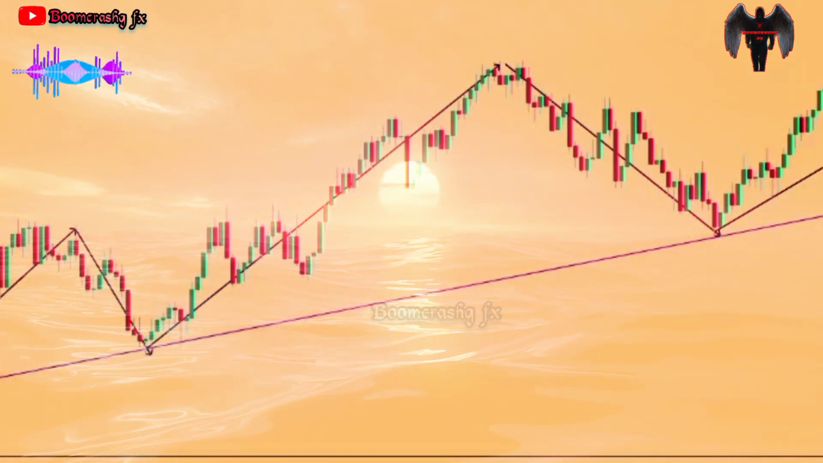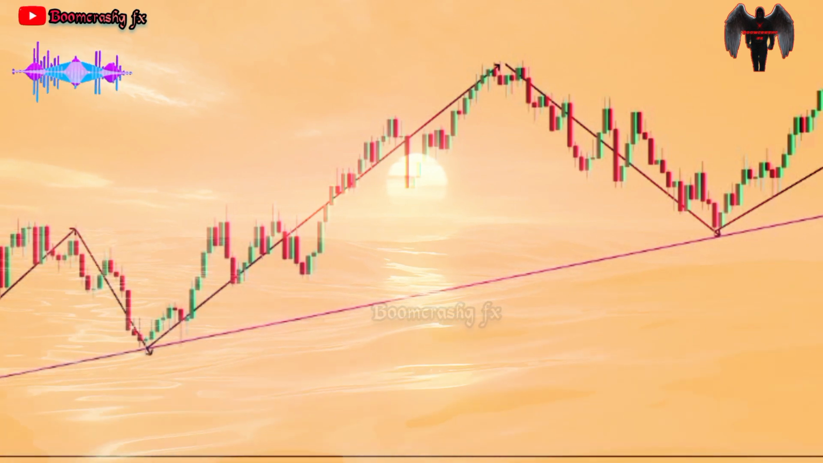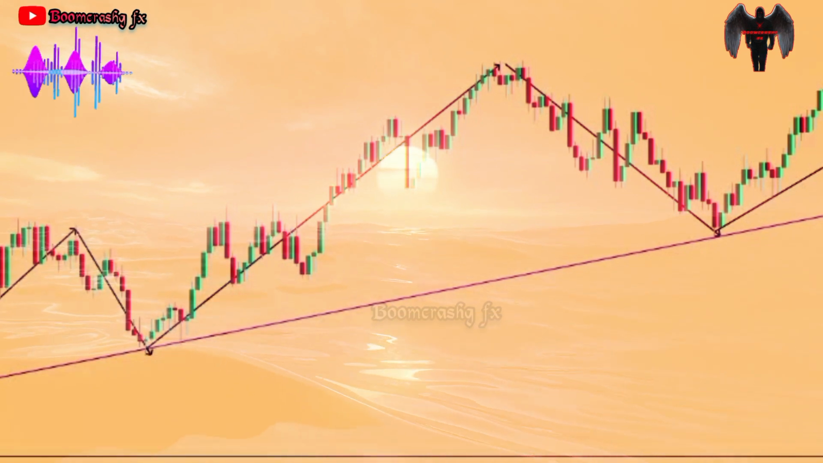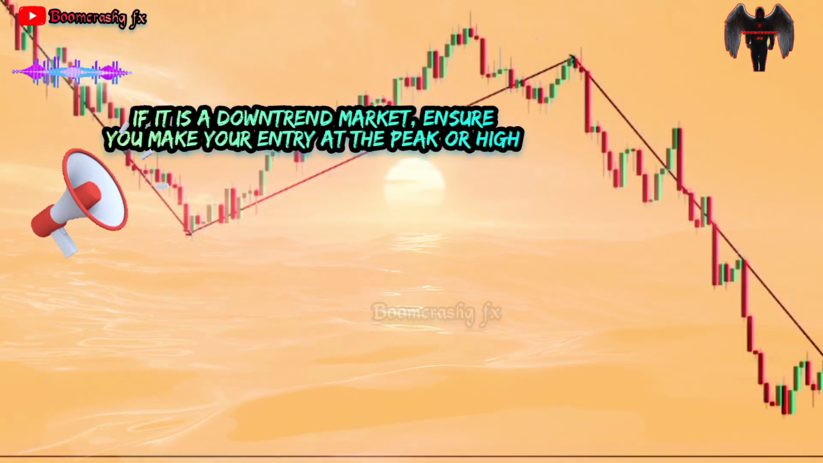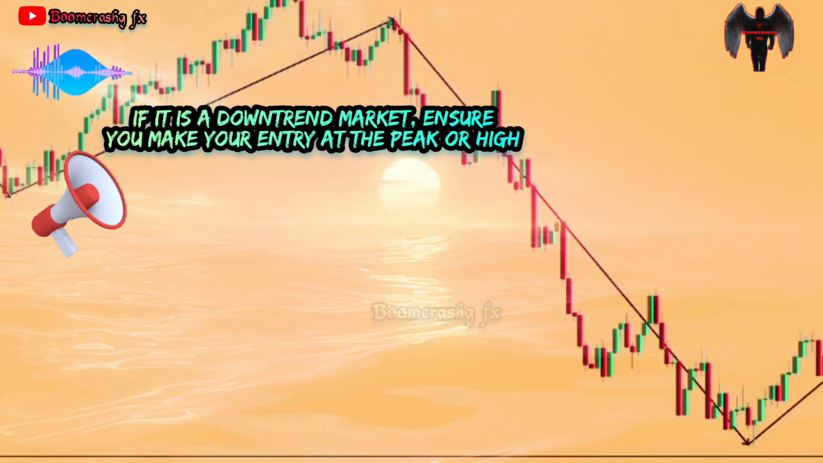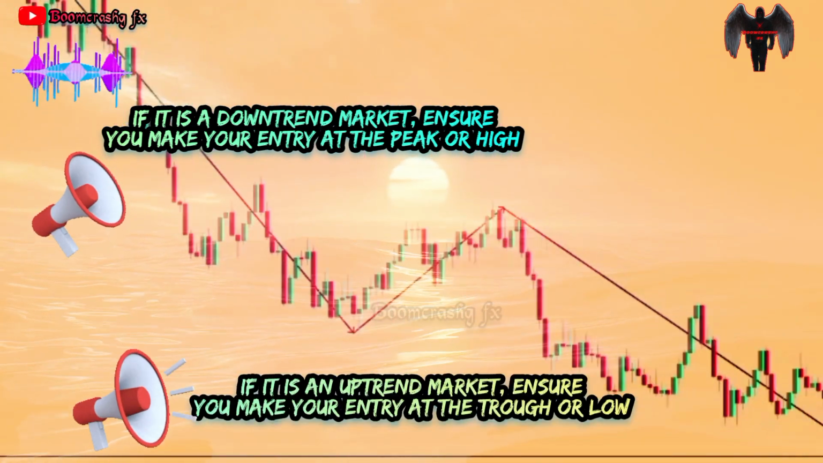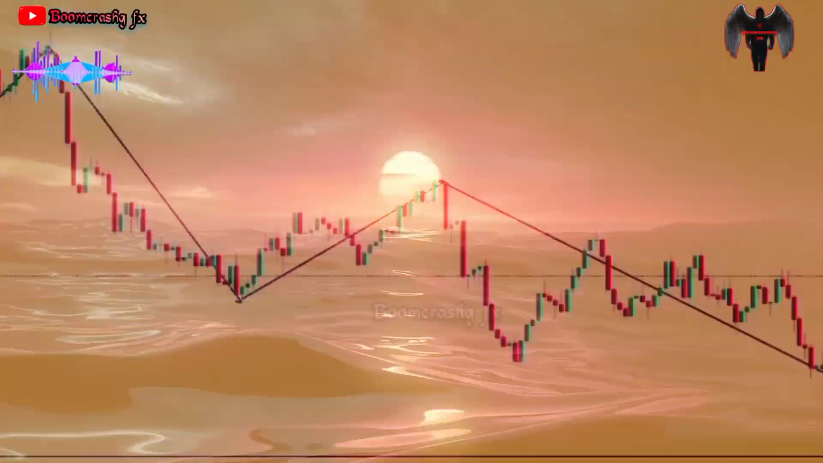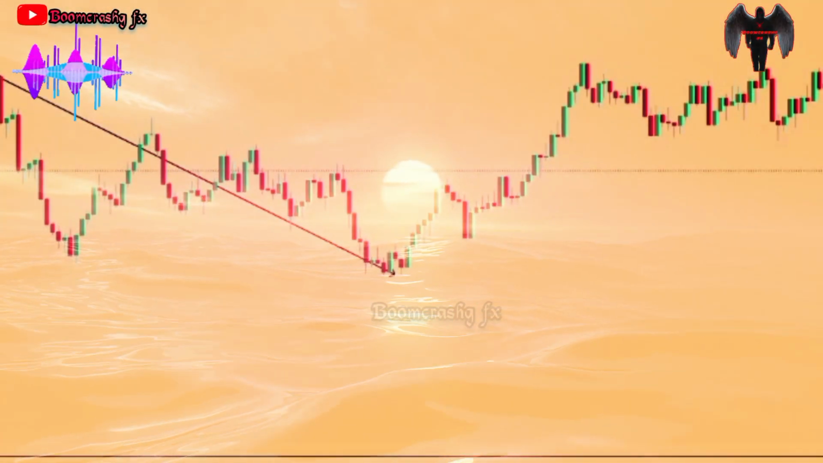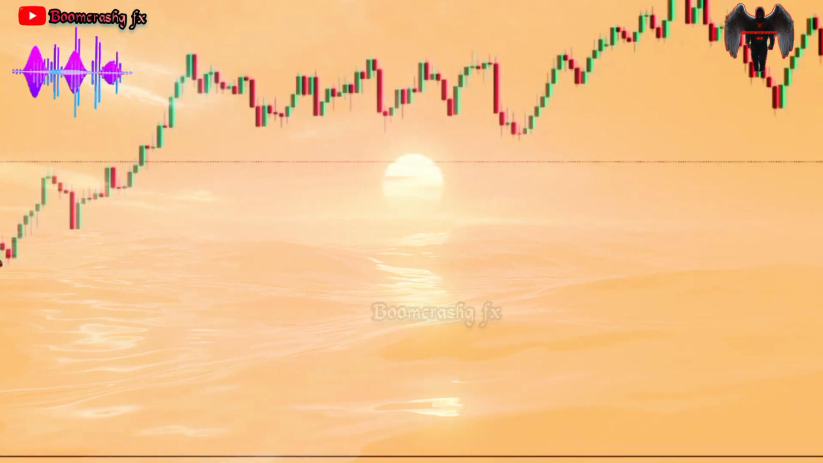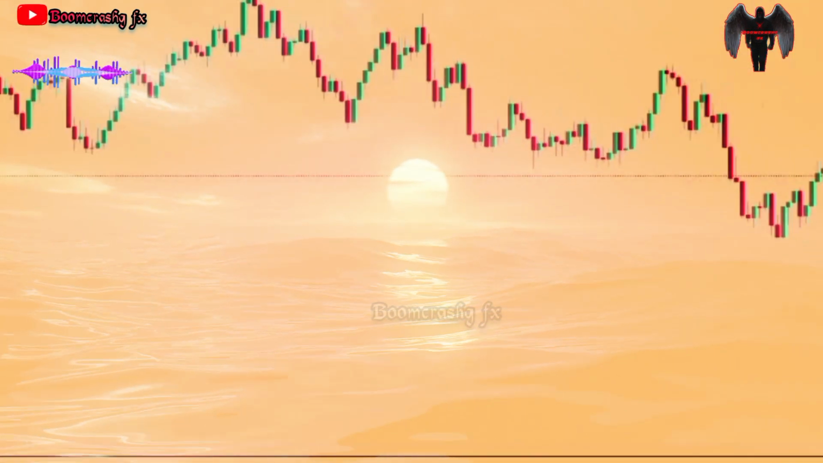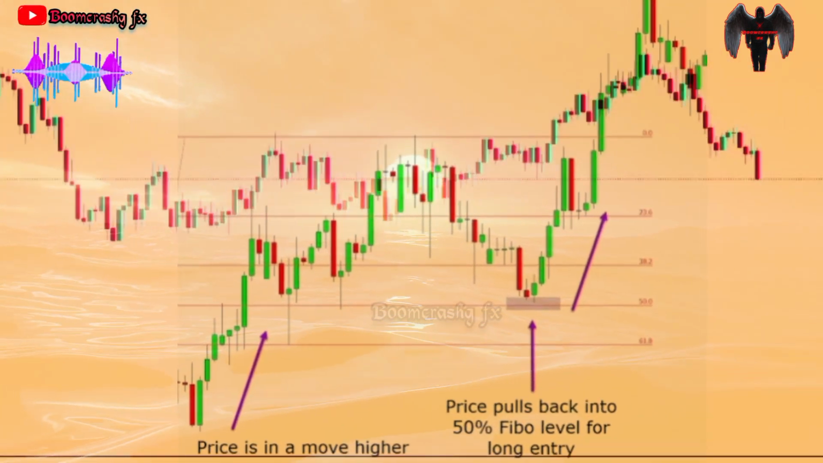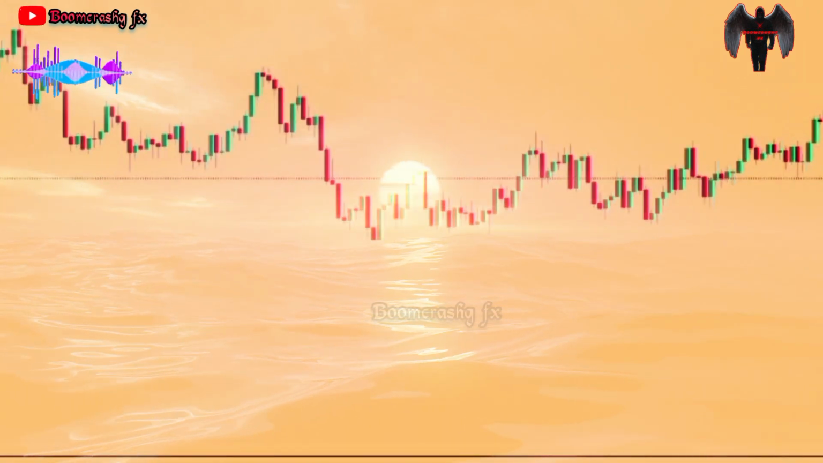What you have to do is calmly wait for the market, ensure you identify a proper pullback and enter at a particular peak. If it is a downtrend market, ensure you make your entry at the peak or high. And if it is an uptrend market, you ensure that you make your entry at the trough, or what we call the low. So talking about when a pullback is complete in the market, there are some tools which we can adopt in identifying when a pullback is complete. Tools like Fibonacci tools. We are going to be talking about that in another video for another day.